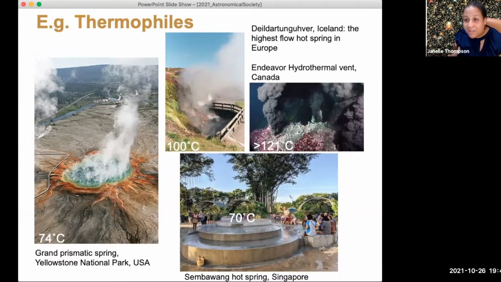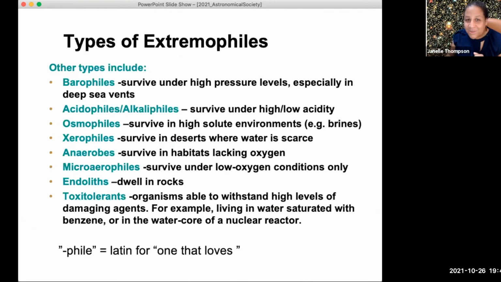So these thermophiles are an example of organisms that we like to refer to as extremophile, where the Latin root of this term, phile, means to love. And so there's lots of different types of extremophiles. We have microbes and even some macrobes on Earth that can thrive under really high pressure conditions. These are barophiles that can thrive under highly acidic or even highly alkaline conditions, acidophiles or alkalophiles. We have organisms that can survive really high concentrations of solutes like brines, and these are osmophiles.